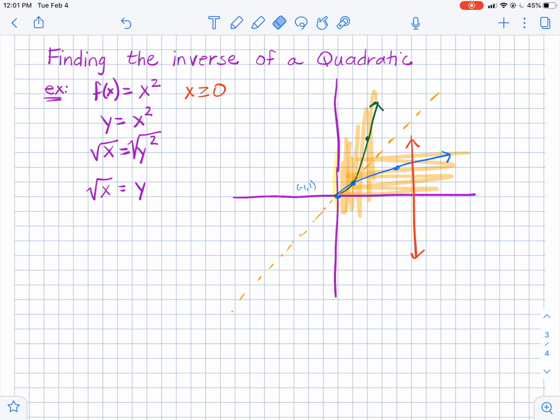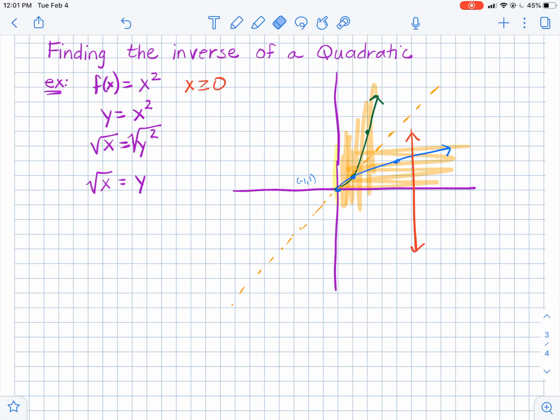Now, these are in fact inverses of each other. And they are both functions because they both pass the vertical line test. So the only way a quadratic can have an inverse, okay? The only way its inverse can exist is if I do a domain restriction.